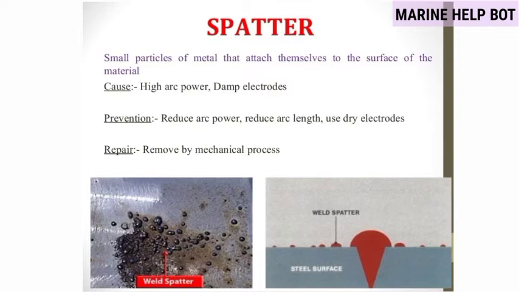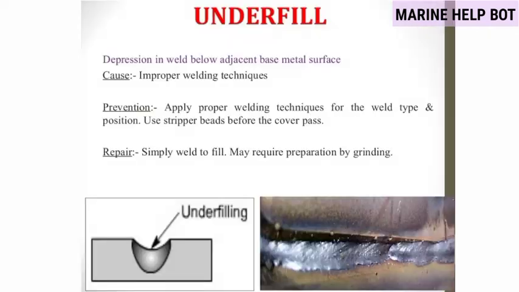So friends, hope you have understood all the defects till now. Now moving towards our next defect. In this type of defect, from the image it is clear that the filler metal is not properly filled. Depression in the weld below the adjacent base metal surface is seen. For repairing it, we can fill it with the filler metal, and hope this is clear.